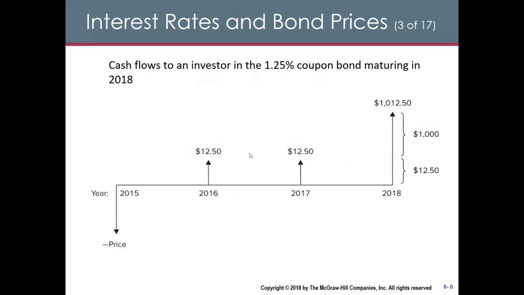So this is the cash flow we're going to receive. And if we discount this cash flow with the discount rate R, we'll get the price, the fair price we should pay for this bond today.